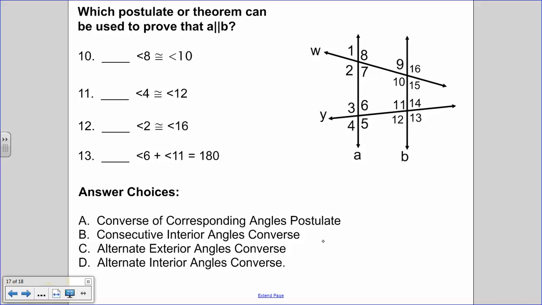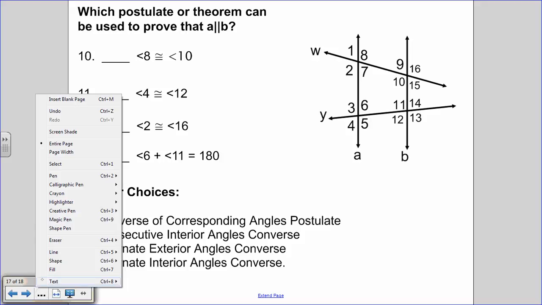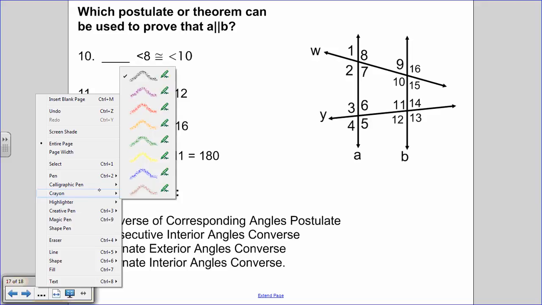For number 10 through 13 on this problem set, you're essentially going to use the pink paper from this week. And basically, if you can establish which relationship they have on the picture, then that'll be your choice from A through D.